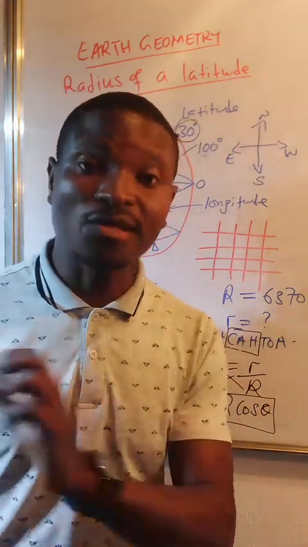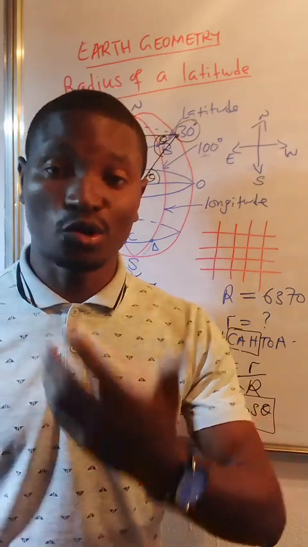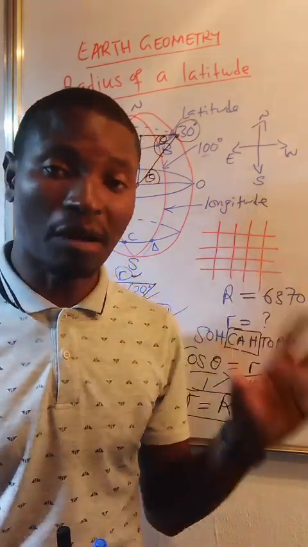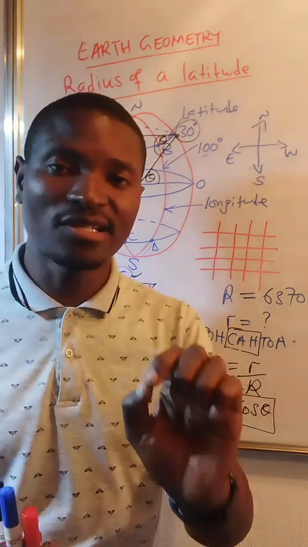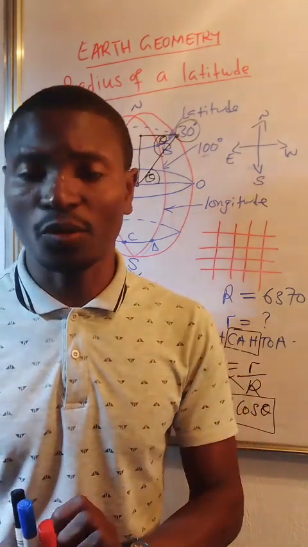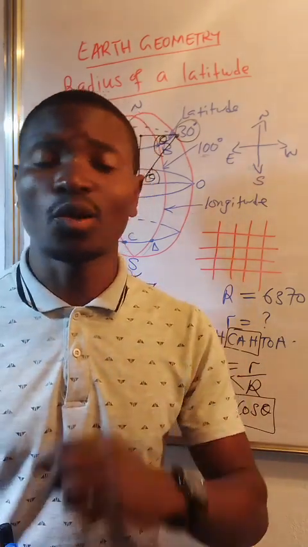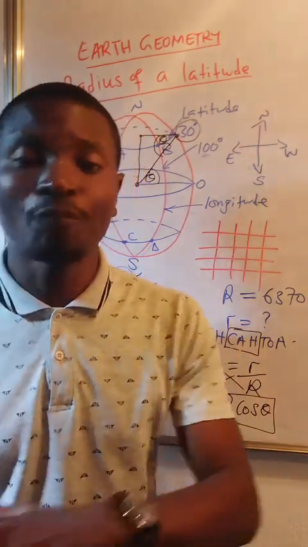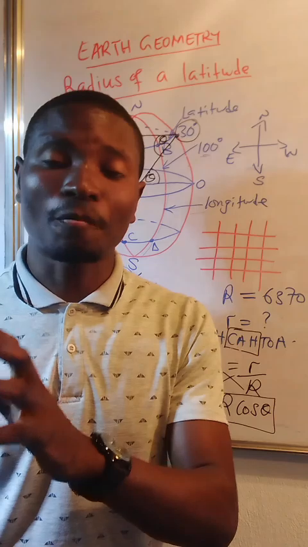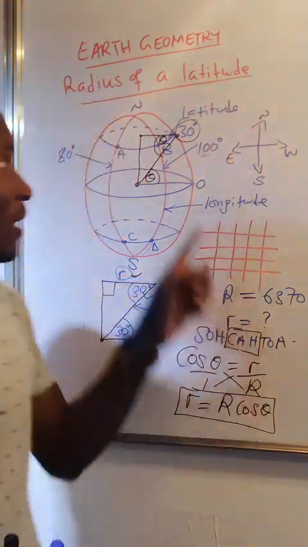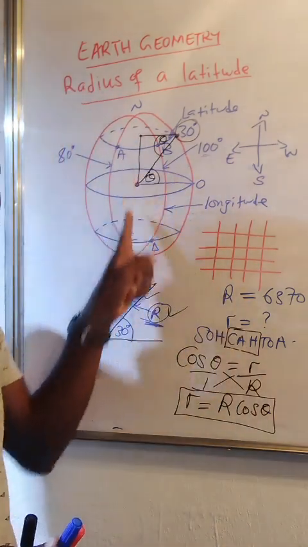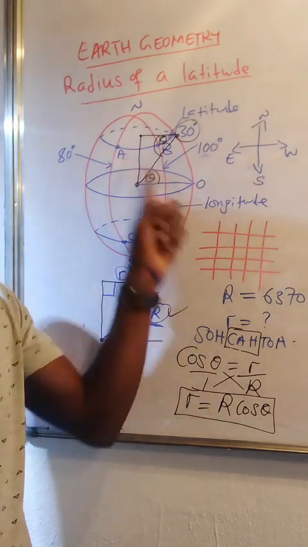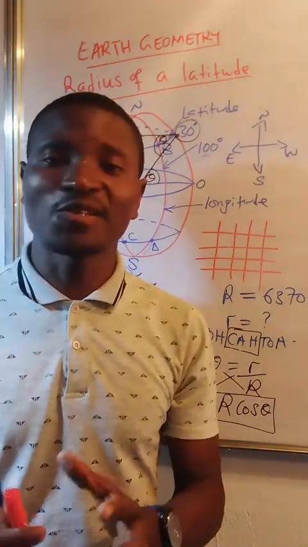So thank you so much for watching, and we'll continue in the next video under this part, which is just looking at the radius of a small circle. Now remember, when I say small circle, I'm referring to the latitude. When I say great circle, I'm referring to the longitude, which are these vertical lines, and the latitude are these horizontal lines.